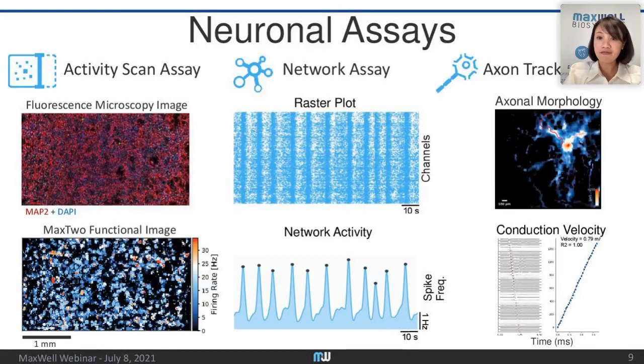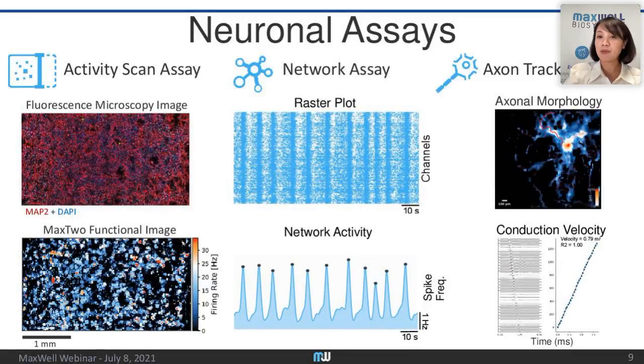Next, after identifying where the cells are, you would want to continuously record them. So in our network assay, these neurons are automatically identified, along with their locations, and then we are able to record them continuously for a little bit longer term.